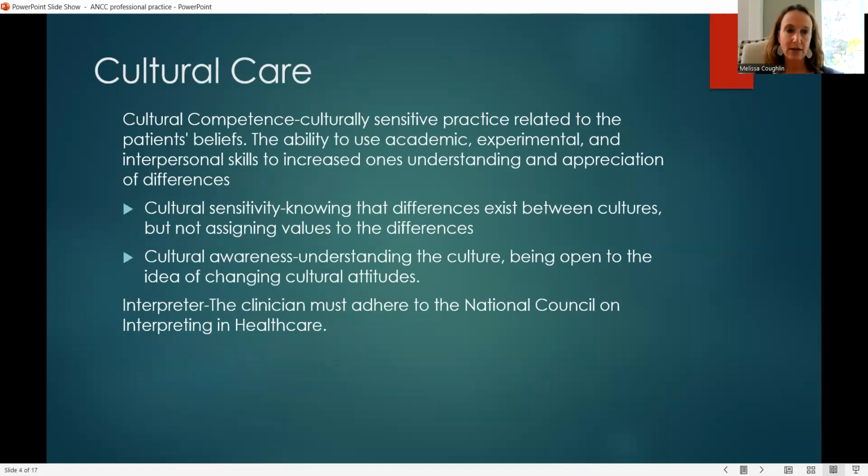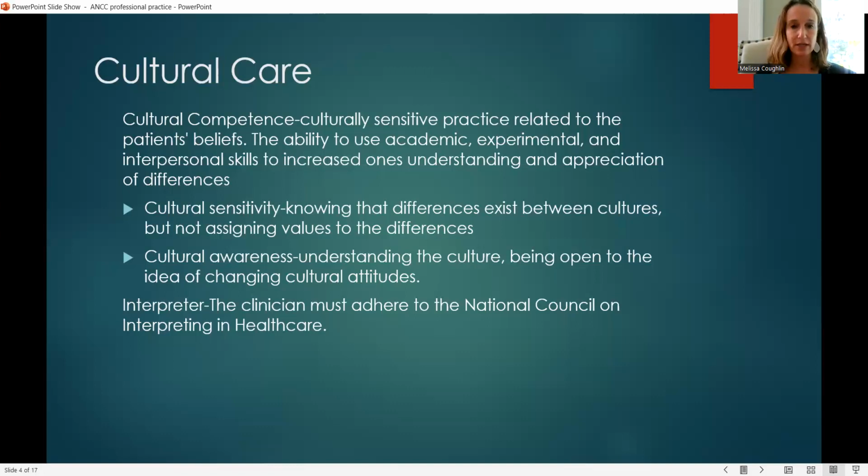Cultural care is broken into competency, sensitivity, and awareness, which is kind of loosely overlapping. But competency is a culturally sensitive practice related to a patient's beliefs. It's the ability to use academic, experiential, and interpersonal skills to increase one's understanding and appreciation of differences. And cultural sensitivity is knowing that a difference exists between cultures, but not assigning values to those differences. And cultural awareness is understanding the culture, being open to the idea of changing cultural attitudes. So anyways, it's very similar definitions.